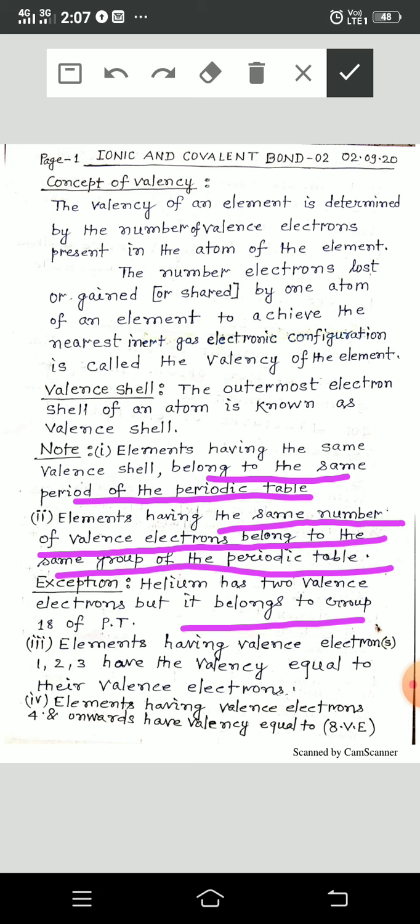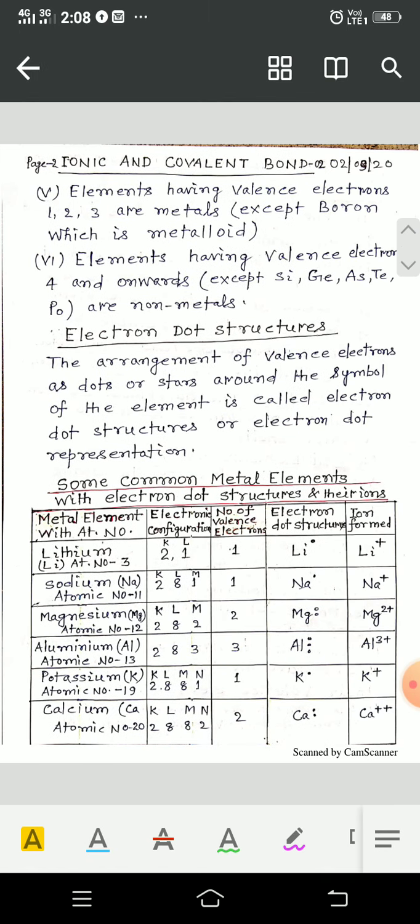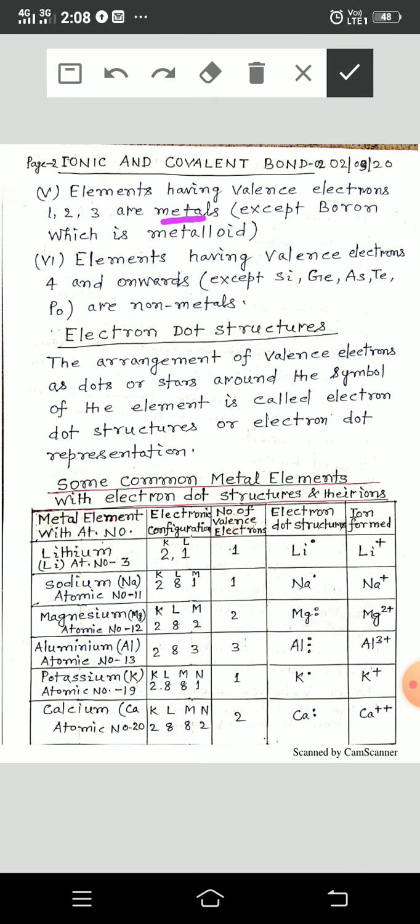Elements having valence electrons 1, 2, 3 have the valency equal to their valence electrons. Elements having valence electrons 4 onwards have valency equal to 8 minus valence electrons. Now on the second page, elements having valence electrons equal to 1, 2, 3 are metals, and the elements which have valence electrons 4 and onwards will be non-metals. This is the concept of metal and non-metal.